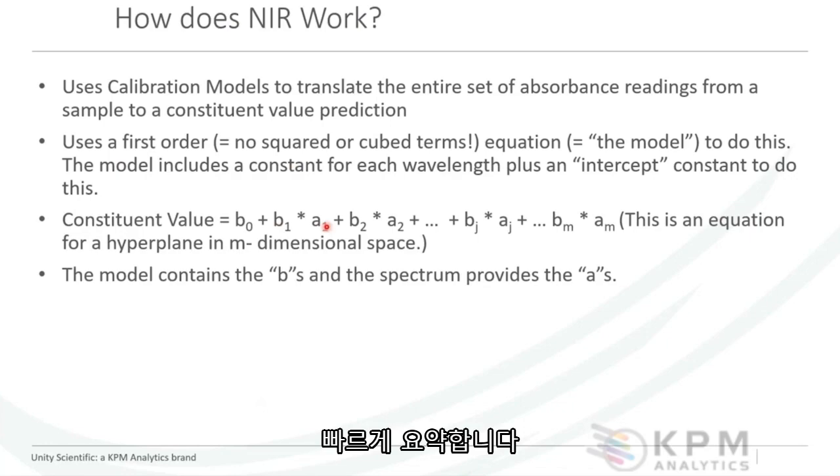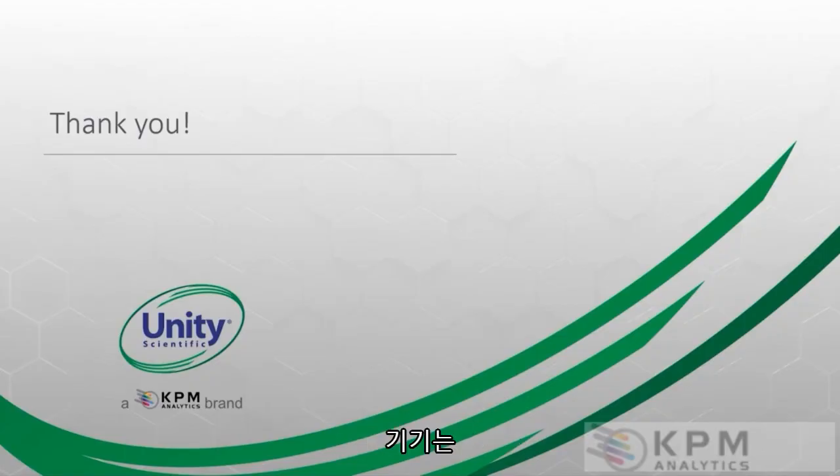And that is a quick summary of our instrument design, what it is doing, how it is taking the light, separating out the wavelengths, impinging that on the sample, measuring it, and providing the raw data that you are going to use to create calibrations.